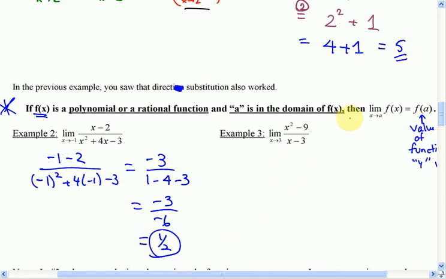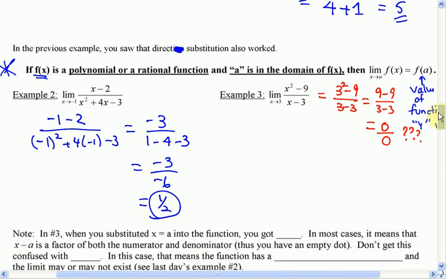Okay, so I'm going to plug in the limit as x approaches 3. So I'm going to plug it in as 3 squared minus 9 over 3 minus 3. That's 9 minus 9 over 3 minus 3. Uh-oh, that's 0 over 0. What is going on? Well, let's take a look underneath.